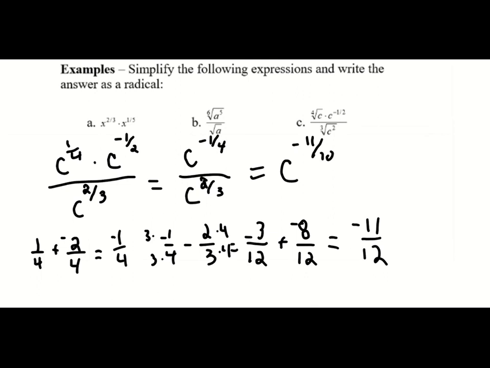And now that we've simplified it down to one power, we don't like negative exponents, so we do have to deal with that. So what we are going to do is write the reciprocal, so I'm going to make it 1 over C to the 11 twelfths power. And then now we're going to write it as our radical. So it will be the 12th root of C to the 11th power.